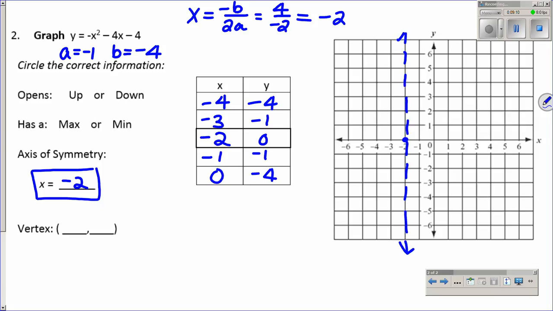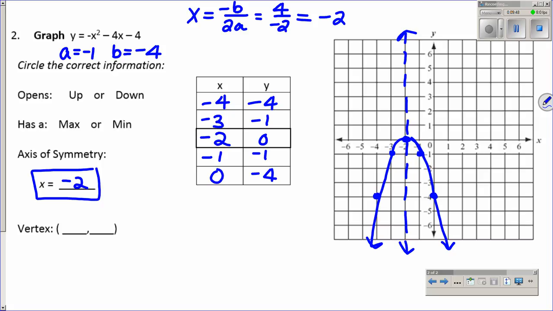We're going to now plot those points from our table of values. So we're going to go left 4 and down 4. And left 3, down 1. -2, 0. So this is our vertex point. -1, -1, and 0, -4. So notice this time our parabola is flipped. It's opening downward. And remember, the parabola is going to continue decreasing to -infinity. So make sure you put the arrows on the end indicating this parabola will continue to decrease.